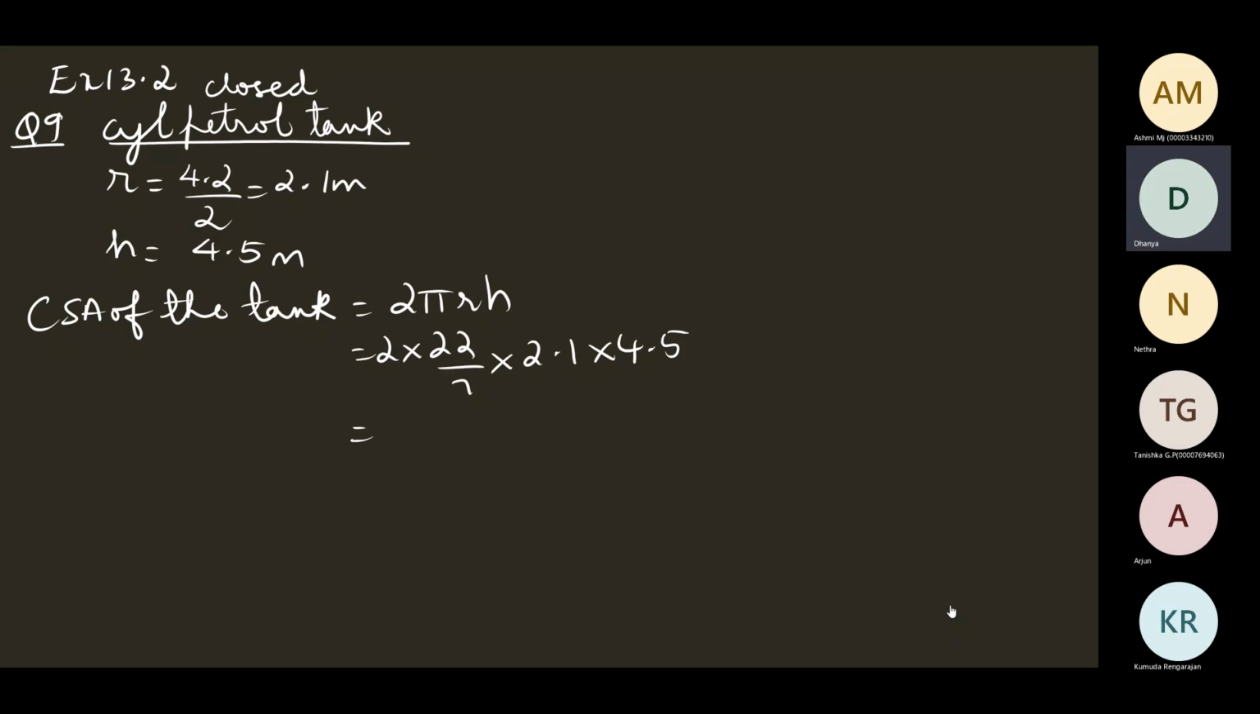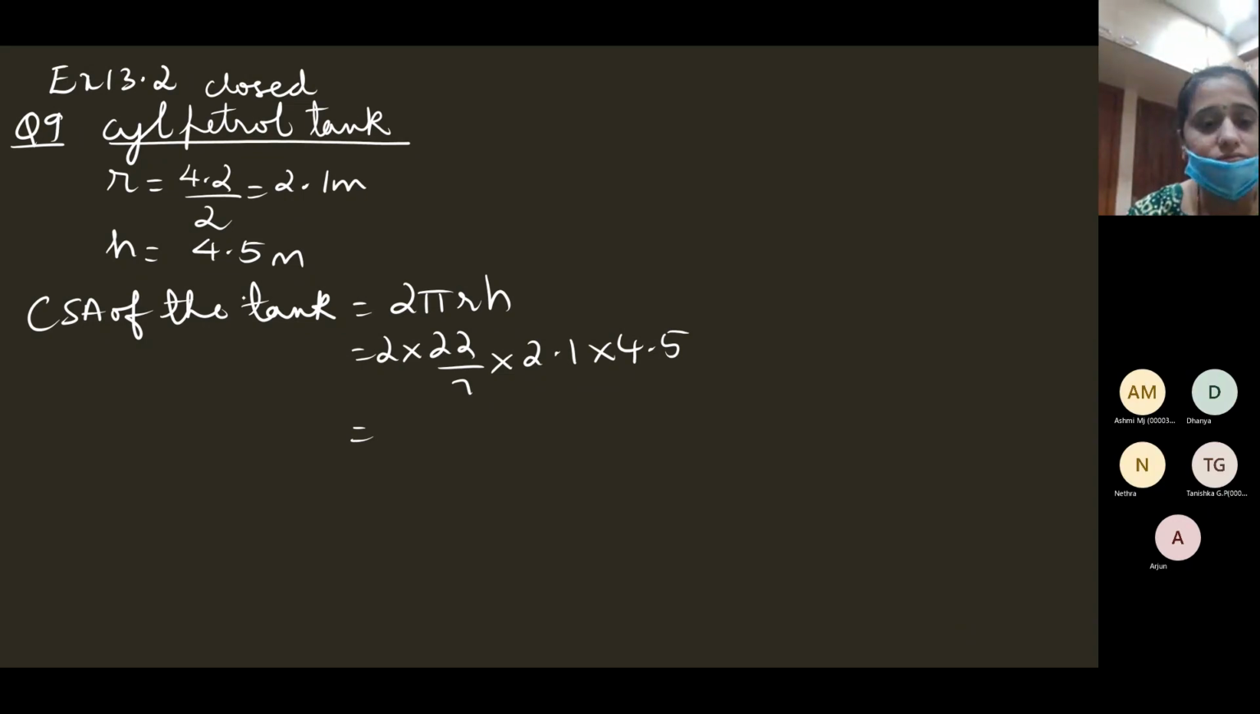Ma'am, 59.40. Correct. So it's 59.4 meters square. So this is the answer to the first part of the question. Now the second subdivision.